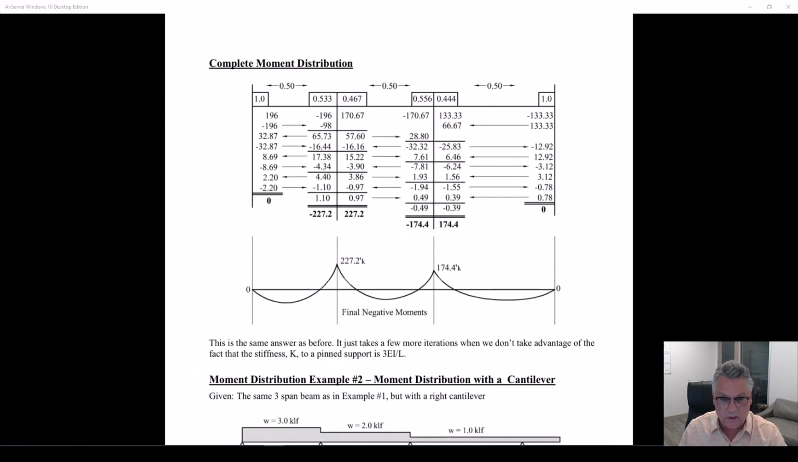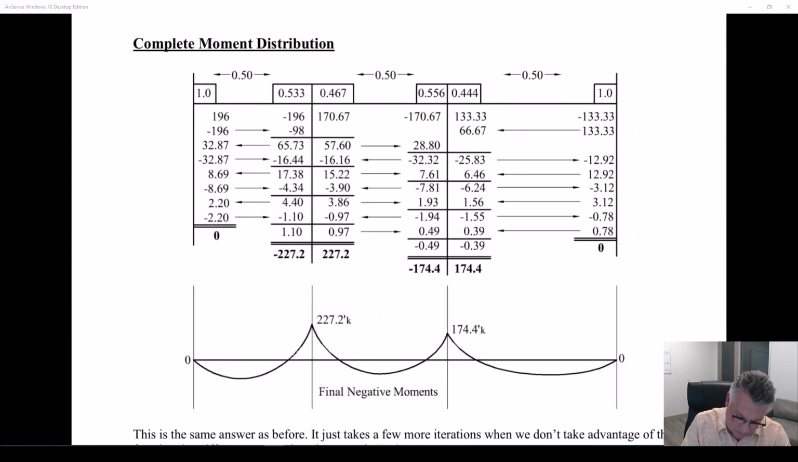Maybe this is the way you learned it, and I don't. If this is confusing, then just pretend like I never said it. But with these new distribution factors, all based on 4EI over L, we start off with the same fixed end moments, but life is a little bit different now. We're going to add the negative 196 and the positive 133 and still carry over 0.5 in that direction. The distribution percent is different, so the approach was the same.